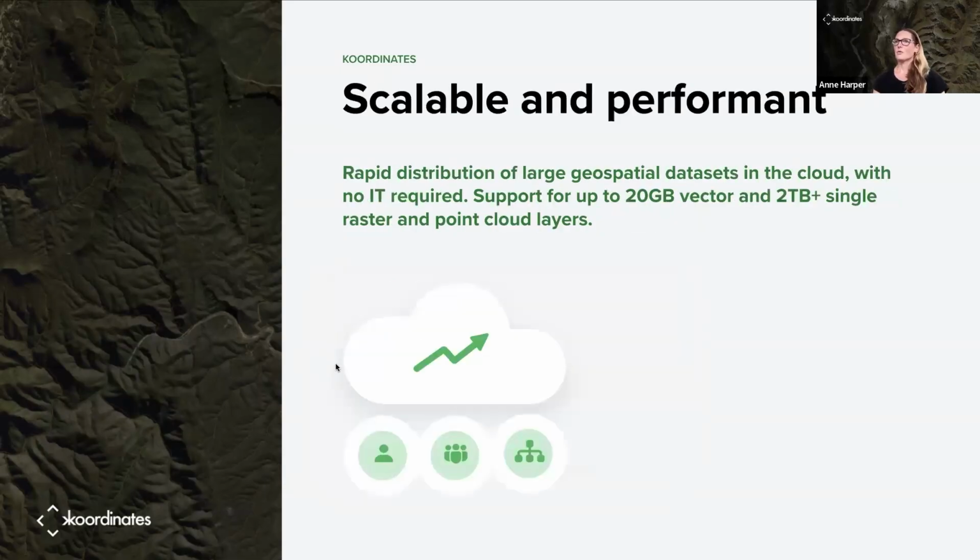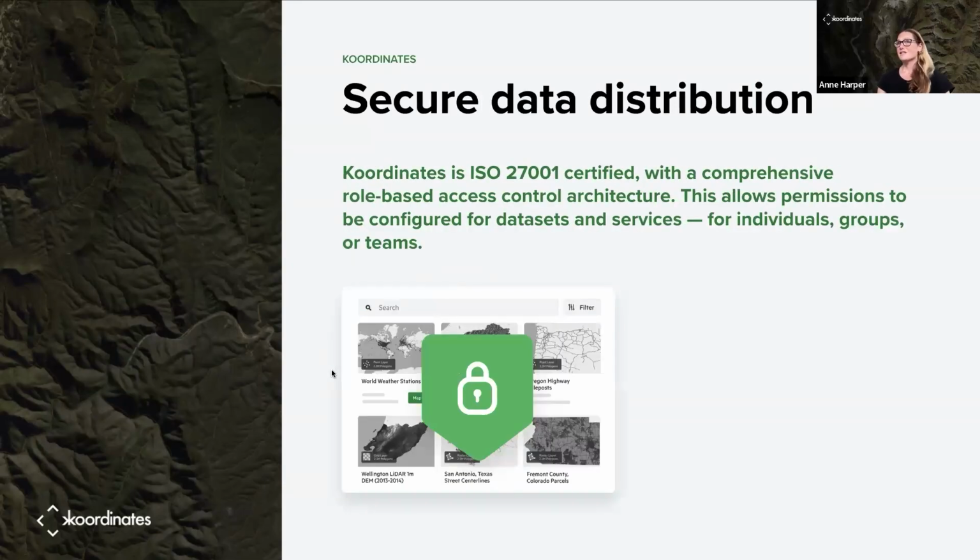It is scalable and performant. So if you have a massive project come along at short notice, you're able to just increase the size as you need it. We support up to 20 gigabytes for vector and over 2 terabytes for single raster and point cloud layers. It is secure, so we are ISO certified. For the data itself, if you have super sensitive data that you only want to share with your client or your team, you have complete control of the permissions. It's up to you whether you make it public if you want to promote your data, or provide it to just a small group of people.